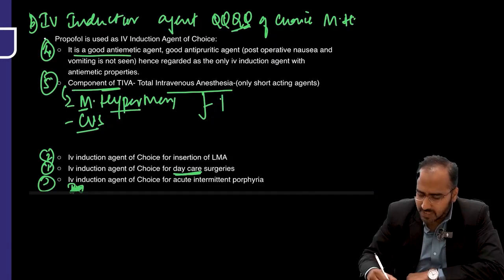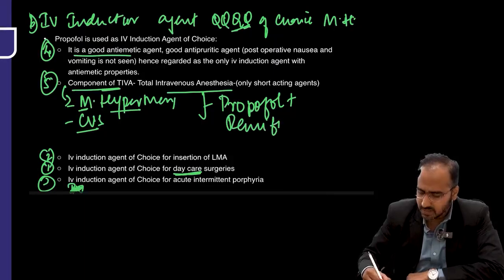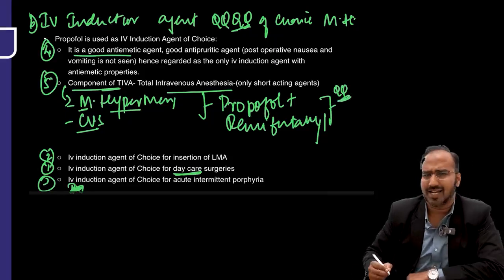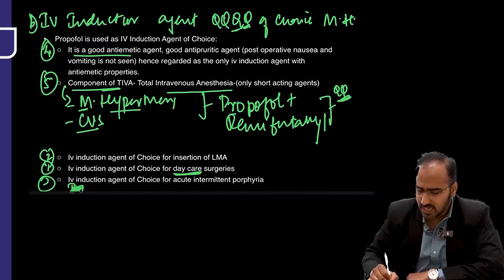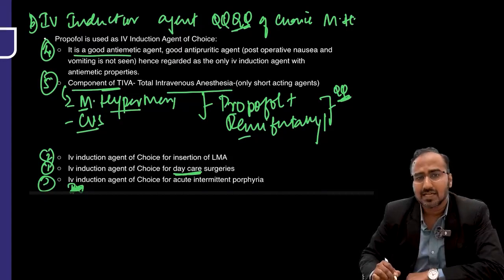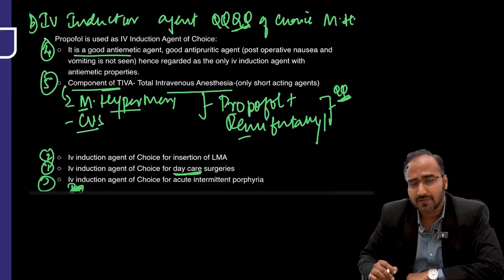In TIVA, what combination do we use? We use propofol plus remifentanil. That is the best combination of TIVA. There are other drugs, midazolam and others, that can be used, but propofol and remifentanil is the best combination of TIVA. These 6 conditions you have to remember.